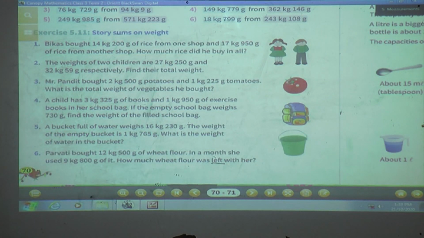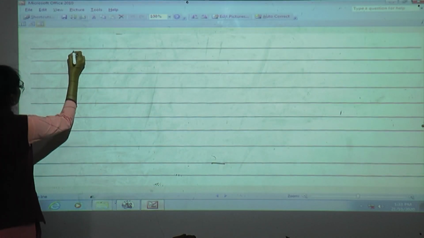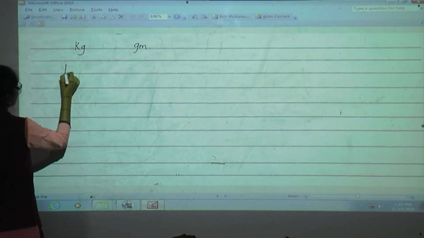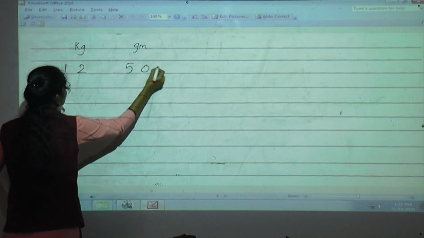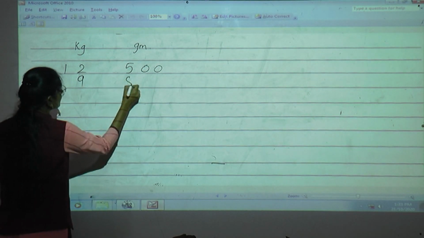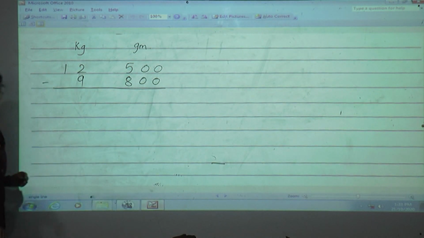So here what you have to do? Here we have to do the subtraction. So let us do the subtraction. From 12 kg 500 gram, we have to subtract weight of the used wheat flour, that is 9 kg 800 gram. Then we will get the weight of the left wheat flour.